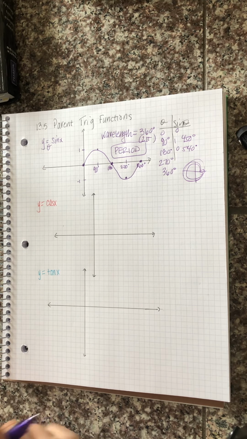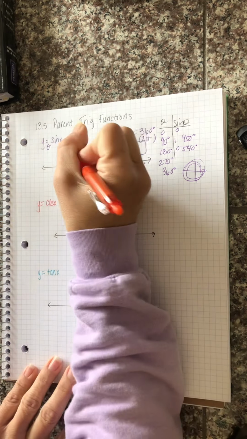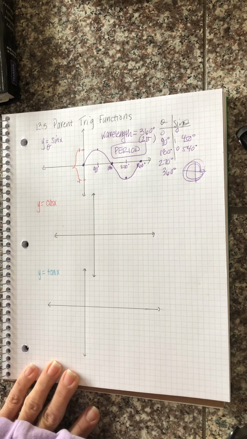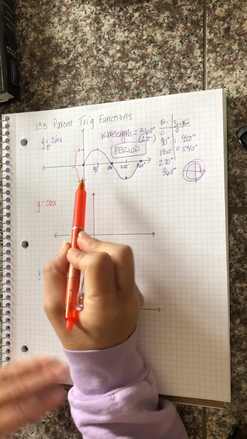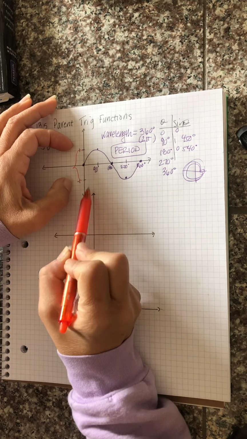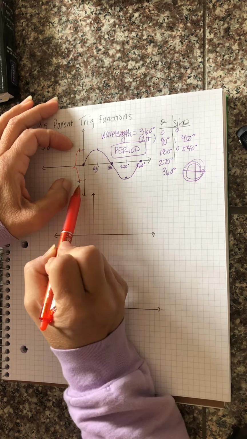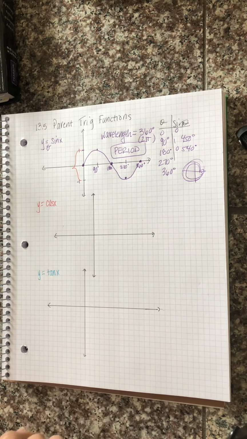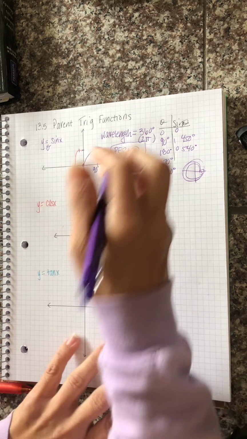And then it has something else called amplitude. Amplitude is half of the height of the wave. So the height of the parent sine curve, from -1 to 1, that's a total of 2. Agreed? From -1 to 1 or 1 to -1, that height is 2. So the amplitude is half of that, which is 1.